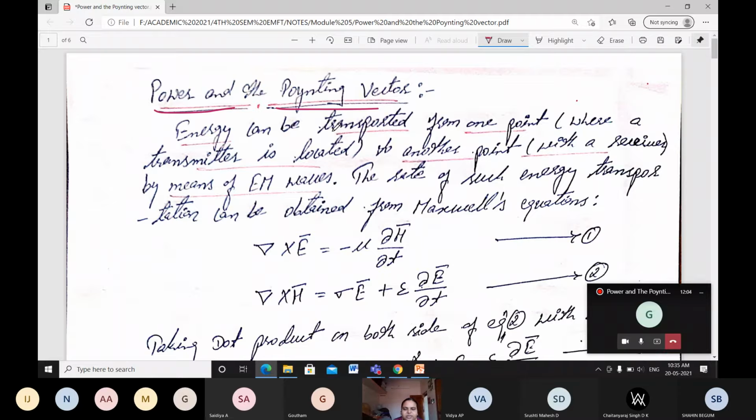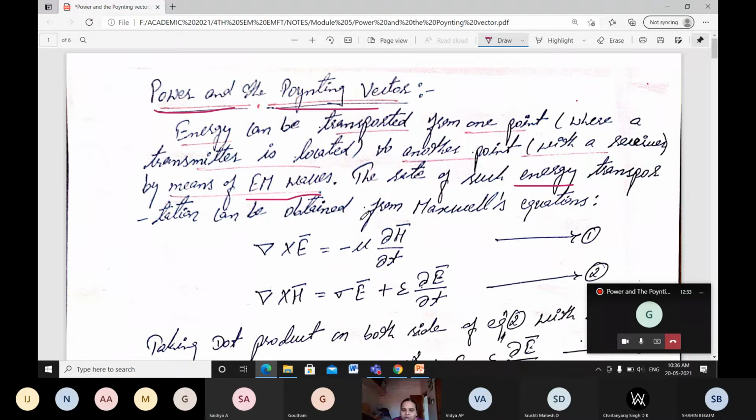Energy can be transmitted from one point, that is from one transmitter where it is located, to another point where the receiver is going to be receiving the information. That is, energy can be transported or transmitted from one point to another point by means of electromagnetic waves. That's what I told you in the previous class. The same thing is written here. Then for the rate of such energy, what is the equation we can go with?